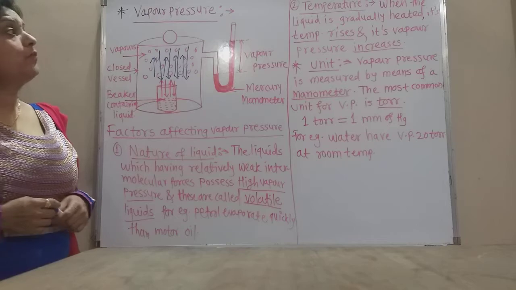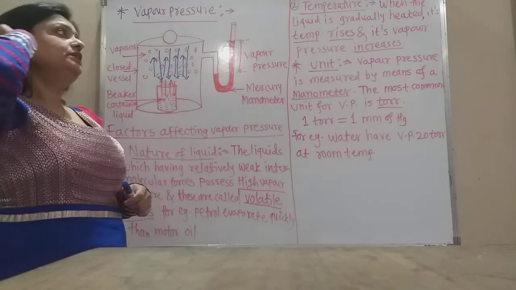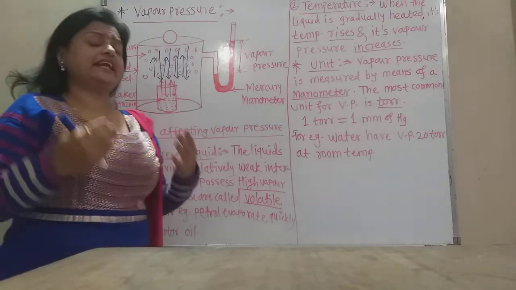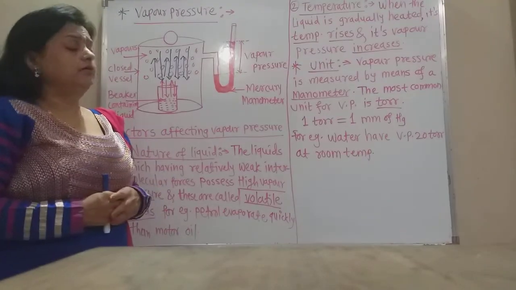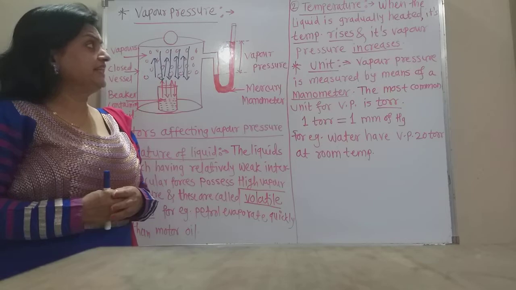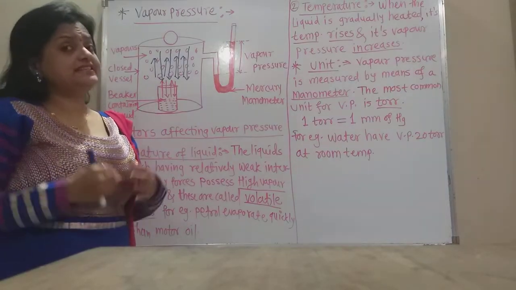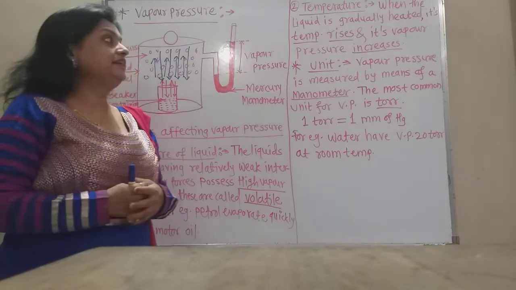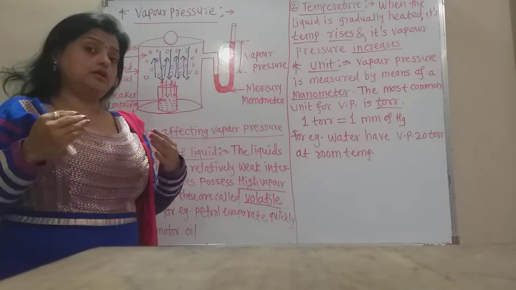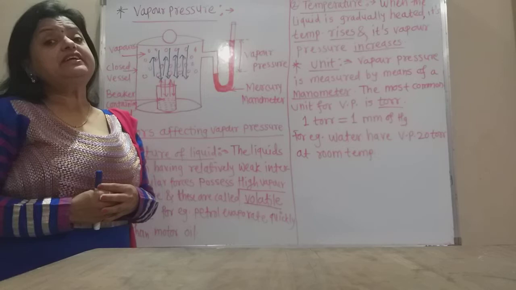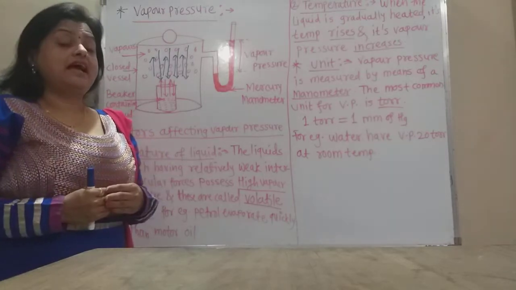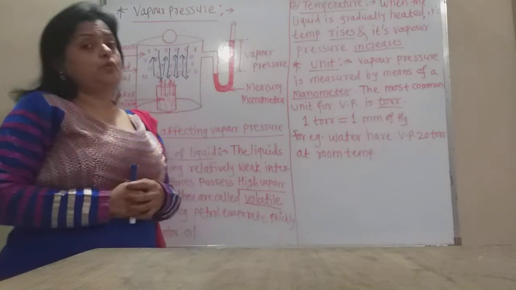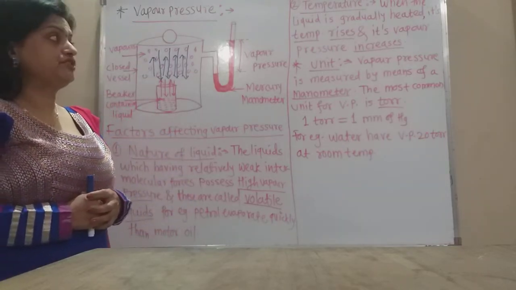Now the second factor is temperature. We know that when a liquid is gradually heated, its temperature increases, and as temperature rises, its vapor pressure also goes on increasing. So the vapor pressure of liquids is higher at higher temperature.